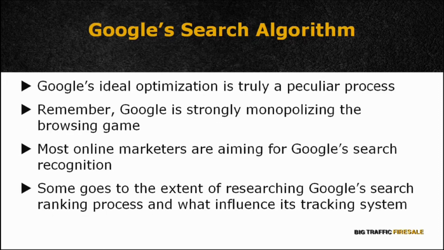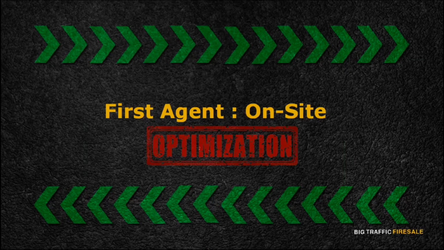Remember how Google has a search algorithm? Experts have been trying to crack the code of Google's ideal optimization search, and they concluded that it is truly a peculiar process. Sure, there's more than just Google as your web browser of choice, but Google is strongly monopolizing the browsing game. Statistically, most online marketers are aiming for Google's search recognition. Some of them go to the extent of researching Google's search ranking process, and they've managed to discover 2 agents that influence its tracking system. The first agent that you'll need to be familiarized with is the on-site optimization.